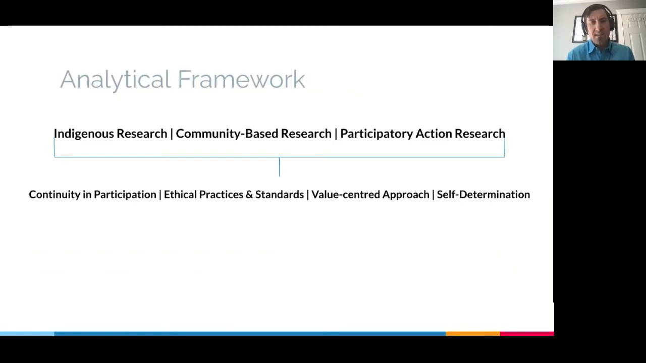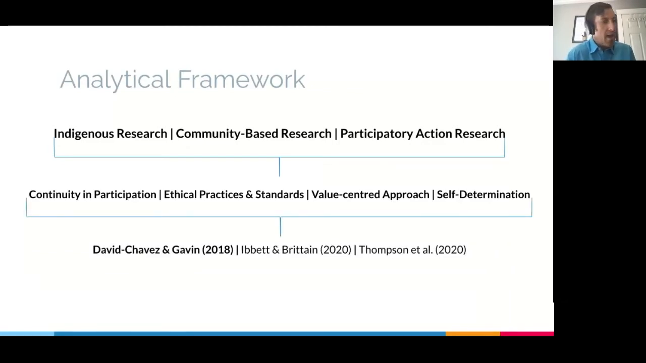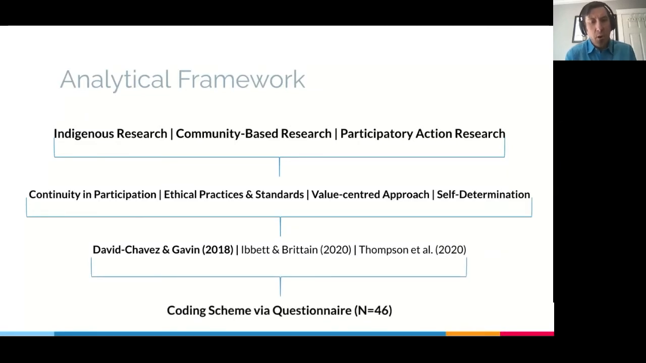Now, to operationalize these, we turn to three recently published reviews that each had their own respective questionnaires in which they tried to assess published studies related to different aspects of this. Most significantly, though, we build upon and extend the work of Dr. David Chavez and Gavin's 2018 review of Indigenous community participation in climate change research, and we extend that with some key questions from these other two. Now, where does that bring us? That leads us collectively to a coding scheme or questionnaire of 46 questions that we then applied to those 62 studies that we included. Of those 46 questions, today we're just focused on a subset.